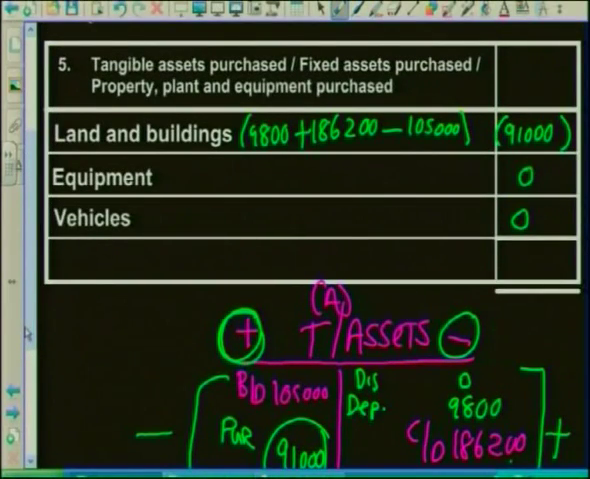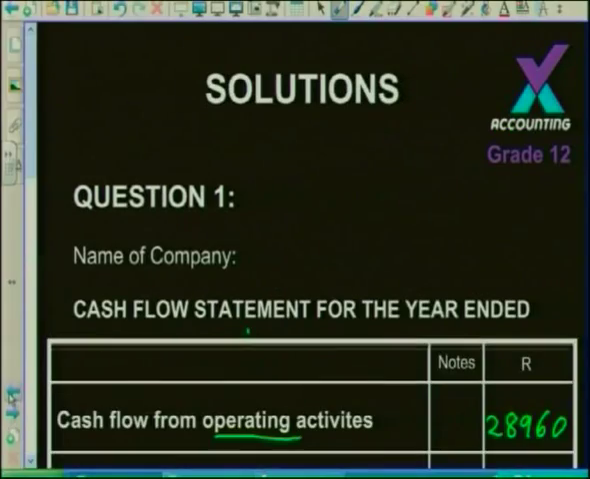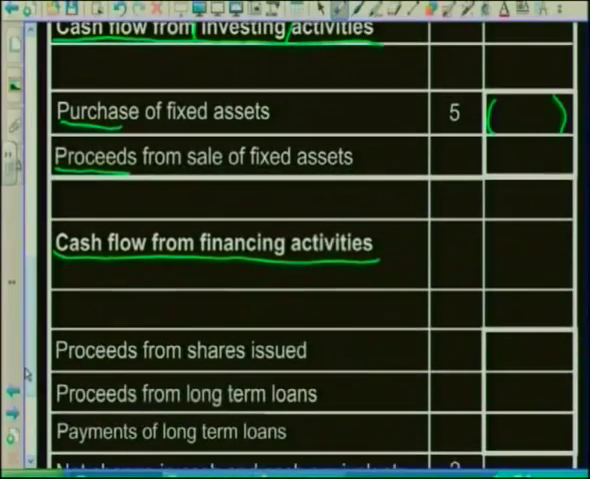Okay, right. Tangible assets purchase, so we don't need a calculator for that. We've spent 91,000 on tangible assets. Again, remember, it must be in brackets. It's an outflow of cash. Let's take this 91,000 to our cash flow statement itself. So there we go. Cash flow statement. Proceeds, sorry, not proceeds, purchase of fixed assets, note number 5, was an amount of 91,000.